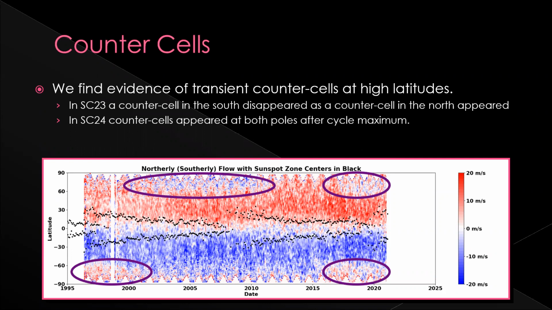I just want to emphasize that the meridional flow is very, very weak, and so it's really difficult to measure from the ecliptic. So we really do need a polar mission to be able to accurately measure these flows.